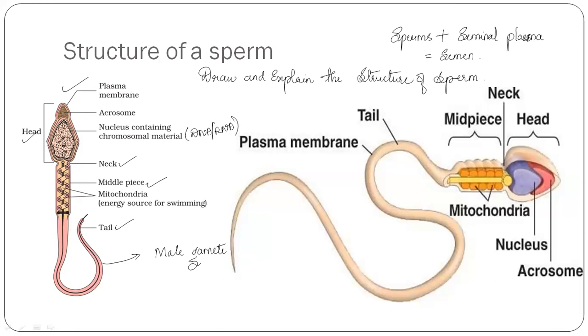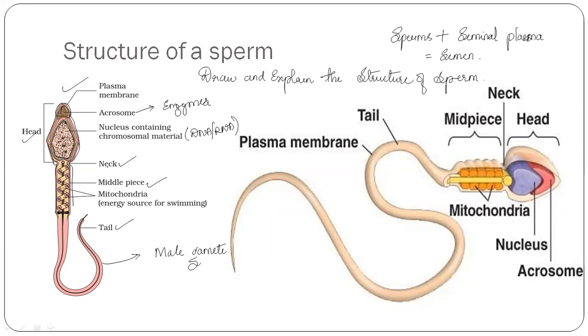Next is the acrosome, which is a cap-like structure. The acrosome consists of enzymes which are useful in the fertilization process. Yes or no? Useful in the fertilization process. There is a plasma membrane which covers the entire body of the sperm.